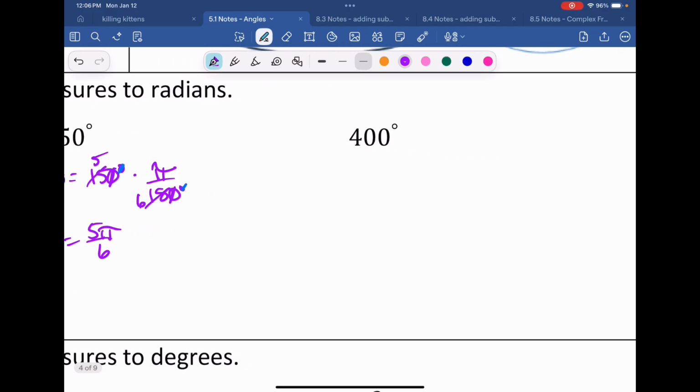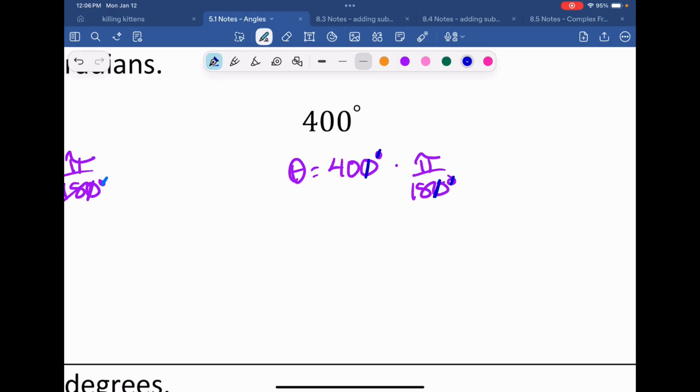Okay, 400. 400 degrees times pi over 180. Degrees cancel. 0 cancels. And then let's see, 40 and 18 can both be divided by 2. So that's 20. That's 9. So 20 pi over 9.